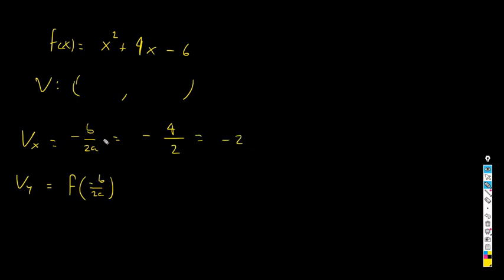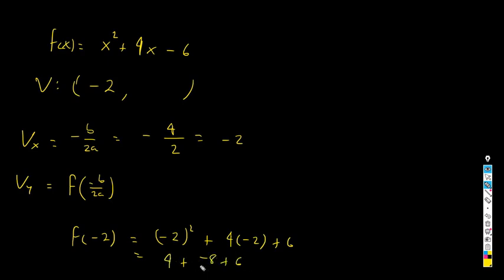You see? So the x coordinate of the vertex is minus 2. And now, if I evaluate this function in this number, in minus 2, I'm going to get the y coordinate. So let's do it. Let's evaluate the function in minus 2. I'm going to get minus 2 squared plus 4 times minus 2 minus 6. This is going to be 4 plus minus 8 minus 6. And this will be minus 10.